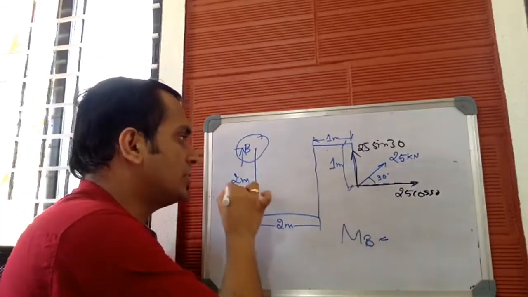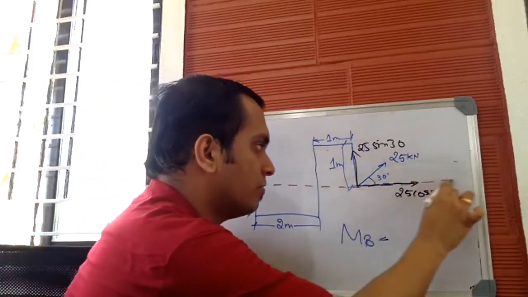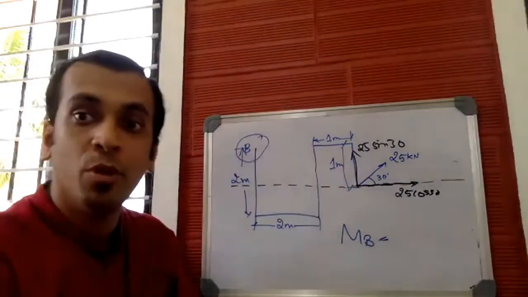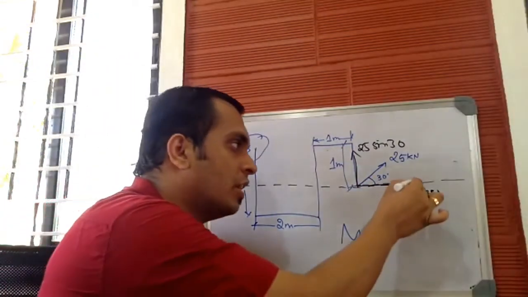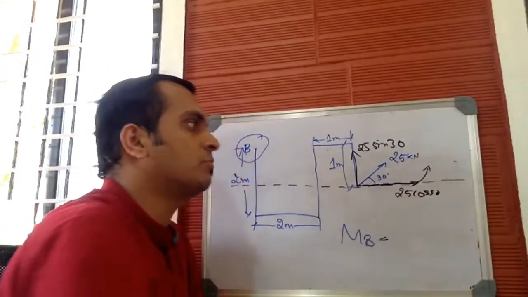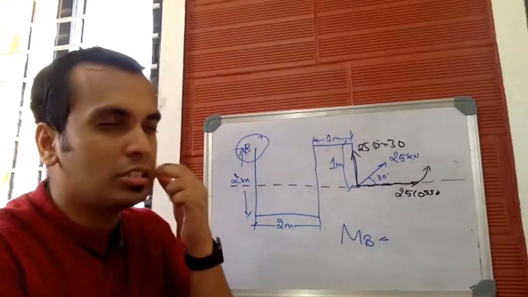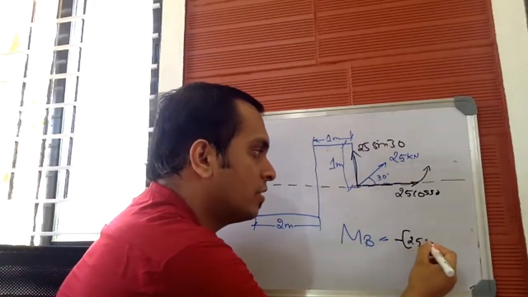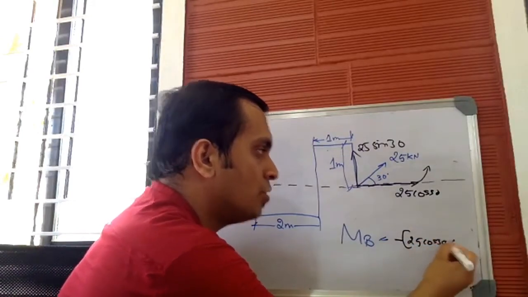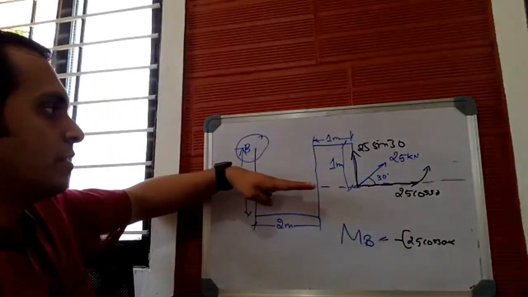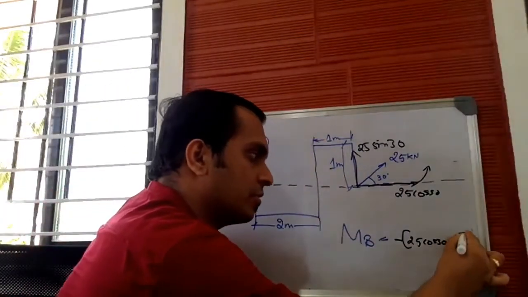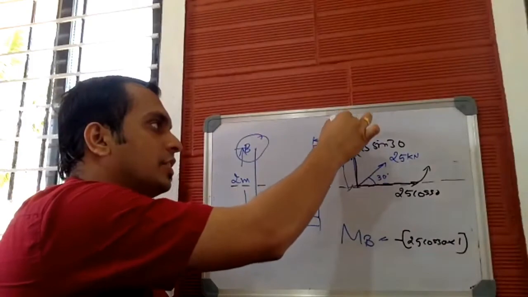Let me consider the horizontal force now. Force moves horizontally to the right, and the point about which we need moment lies above the line of action. So this force should produce moment in this direction. Is it clockwise or anti-clockwise? It is anti-clockwise. Minus 25 cos 30 into what's the perpendicular distance? It is 1 meter.